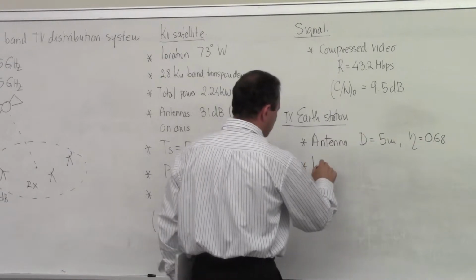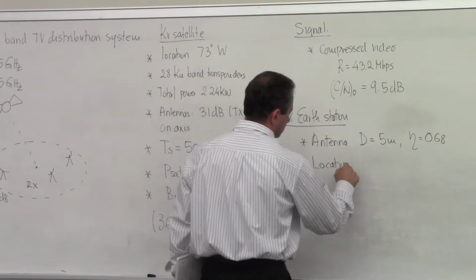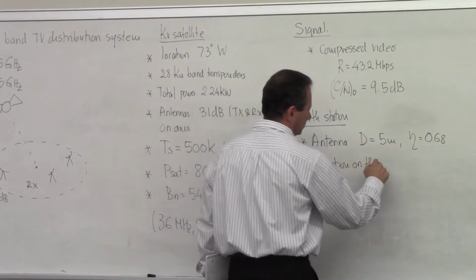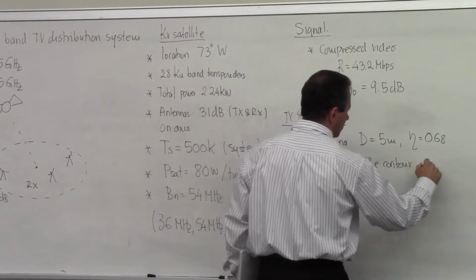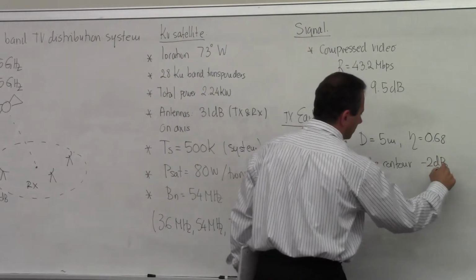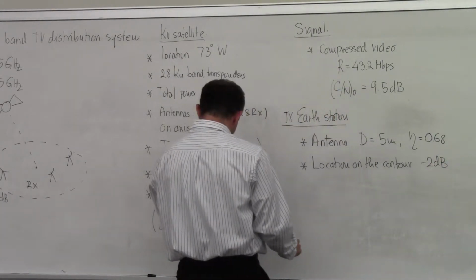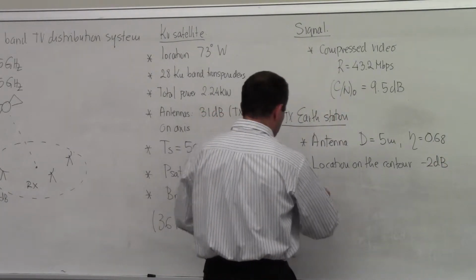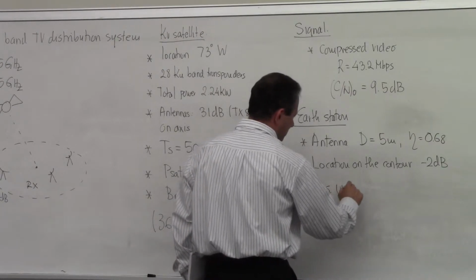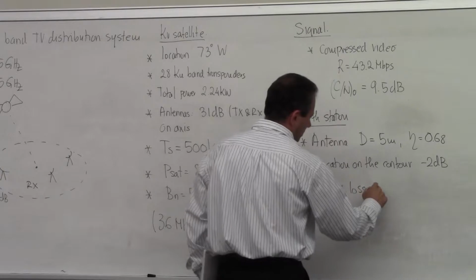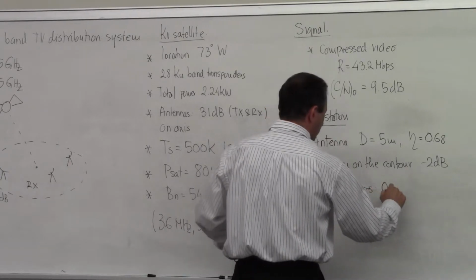Location on the contour is -2 dB. And additional uplink losses, or miscellaneous uplink losses, are 0.3 dB.